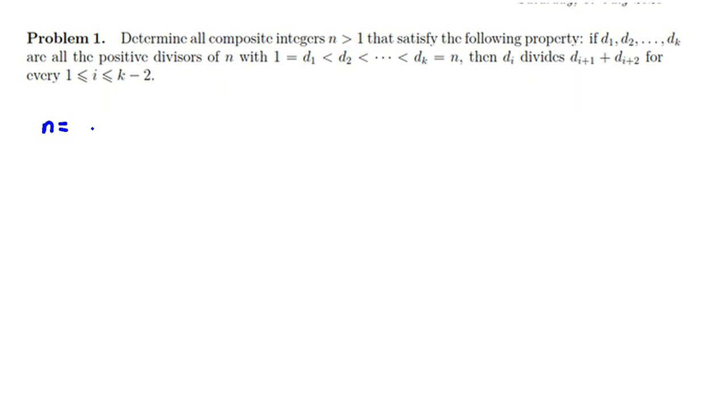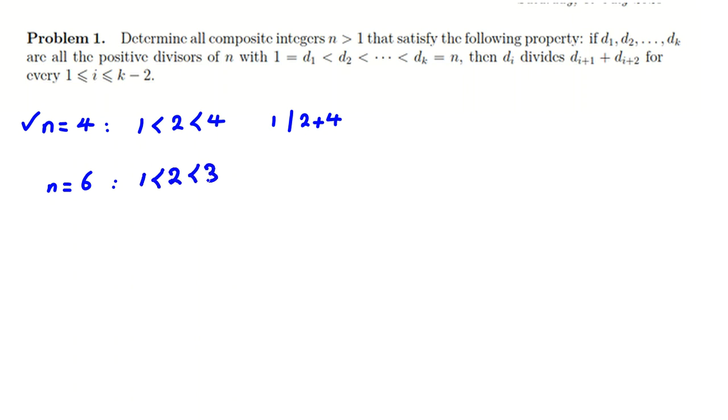Now let's check a small example. The first composite number is what? 1, 2, 3, 4. Let's write the divisors: 1, 2, 4. The only condition we should check is that 1 divides 2 plus 4, which is correct. So n equals 4 is the first answer we found. The next one is n equals 6; 5 is prime, 6 is composite. The divisors are 1, 2, 3, 6. Is 6 good or not? Good means it satisfies the condition, bad means it doesn't. So here 6 is not good. Why? Because 2 should divide 3 plus 6, which is 9. 2 doesn't divide 9, since 9 is odd and 2 is even, so n equals 6 is bad.